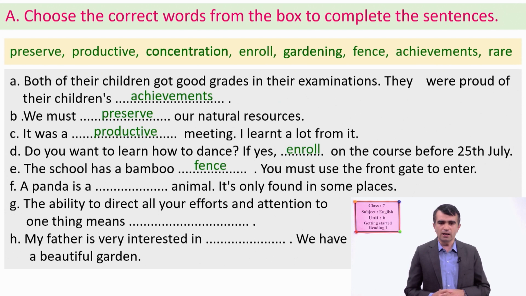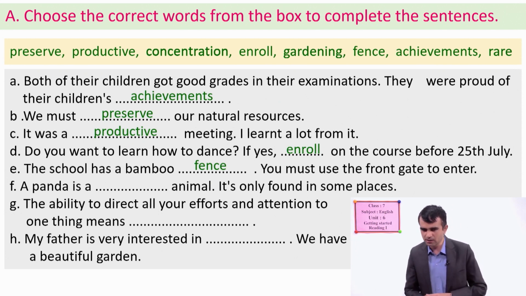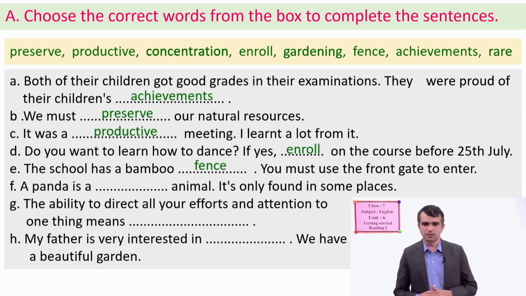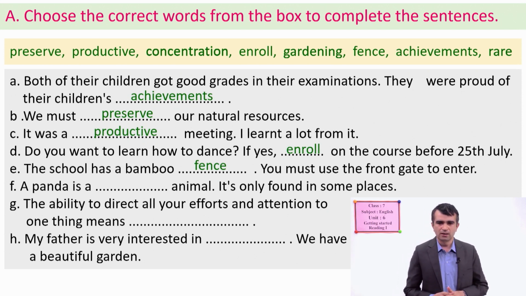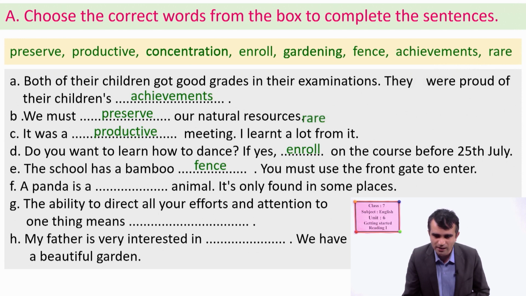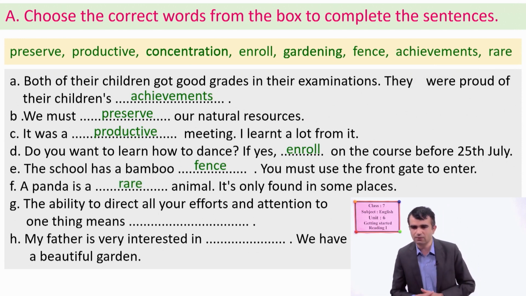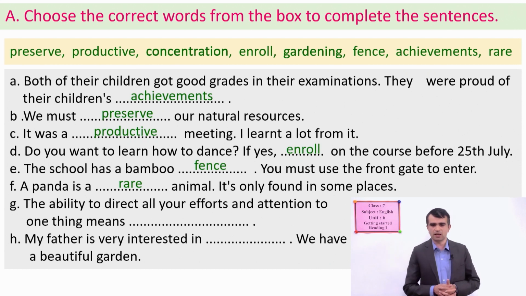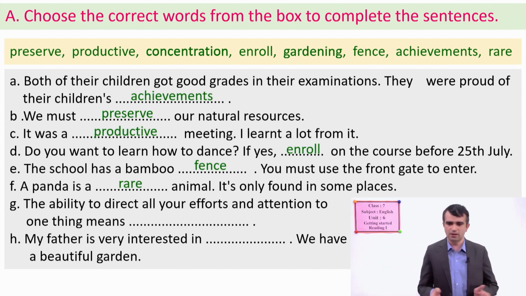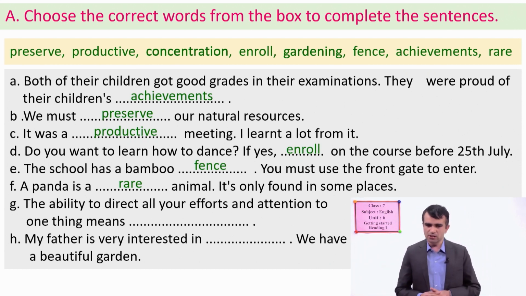Similarly, number F. A panda is a space animal. It's only found in some places. What animal? Use the words. What is it? Good. Rare animal. Isn't it? A panda is a rare animal. It is only found in some places. Rare means uncommon, not found everywhere. Is it?